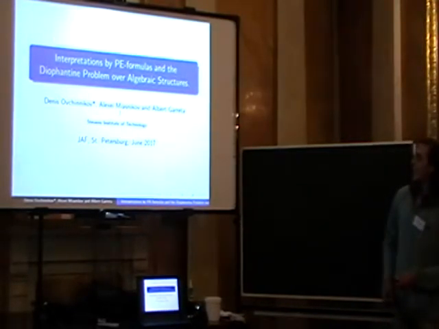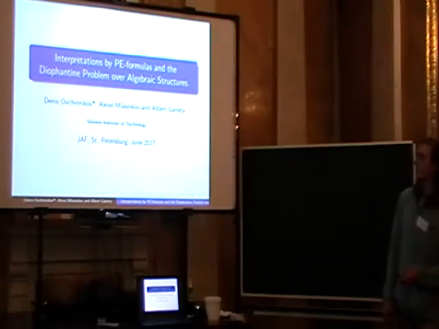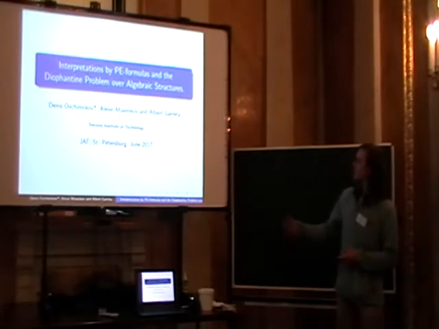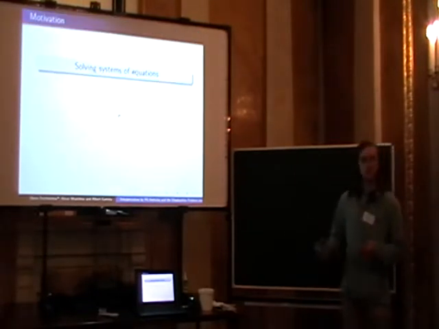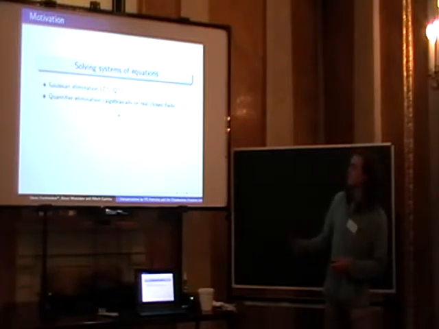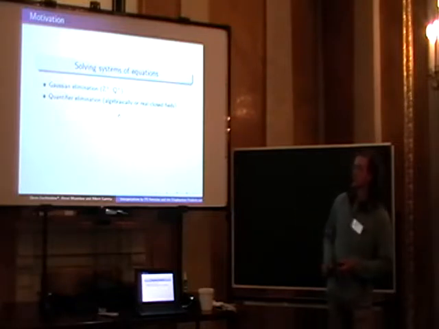And yeah, I will talk about the Diophantine problem over algebraic structures, and the motivation is solving systems of equations, of course, over some structure. Just to give some examples, Gaussian elimination provides you an algorithm to solve equations over abelian groups. Quantifier elimination allows you to solve equations, or more generally first-order formulas, over a bunch of structures, for example, algebraically closed fields and so on.